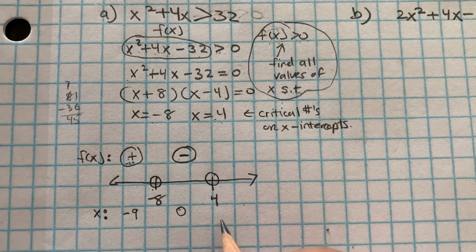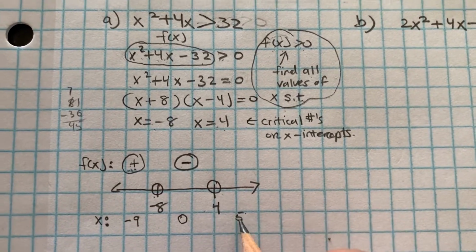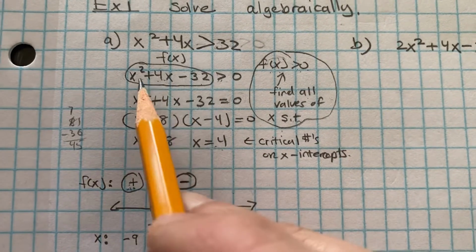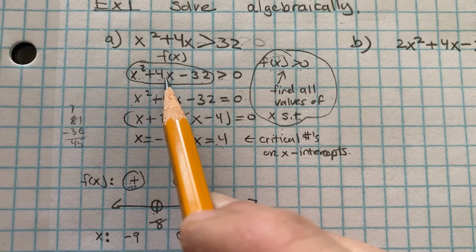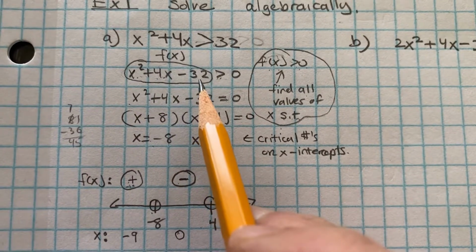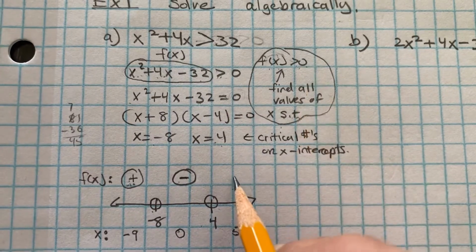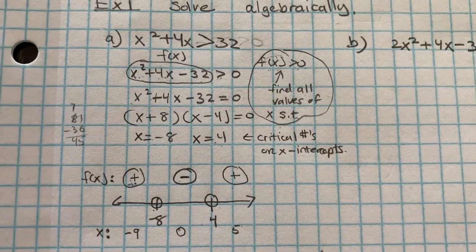Okay, and then one more number, plug in maybe 5 over here. A number to the right of 4 is 5. And if I plug it in here, 25 plus 20, that's 45. 45 minus 32 is going to give me a positive number.